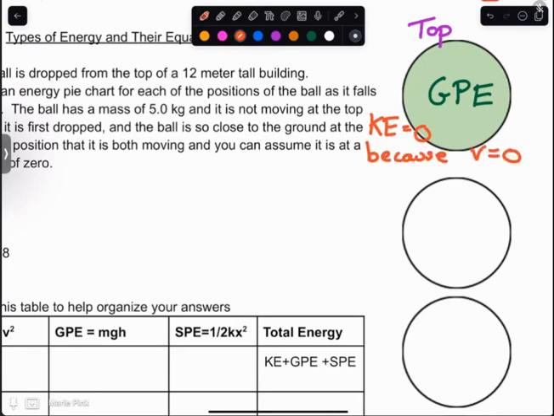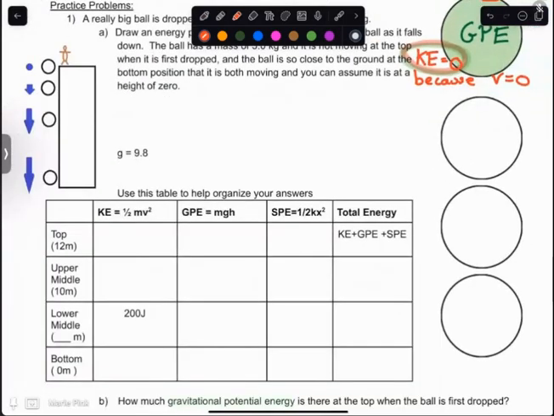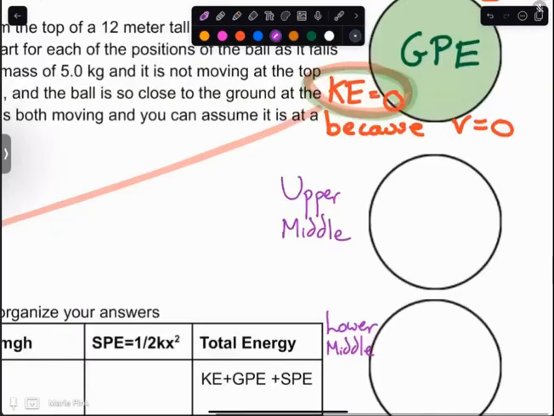So anytime we identify that something is zero, like this kinetic energy being zero, we are going to put that in this table. So at the top, our kinetic energy is zero, and we know that because the velocity is zero. Then we have upper middle. This is fairly far up in the air. If I'm more than halfway up, am I going to have more gravitational potential energy or more kinetic energy? I'm going to have more gravitational potential energy.